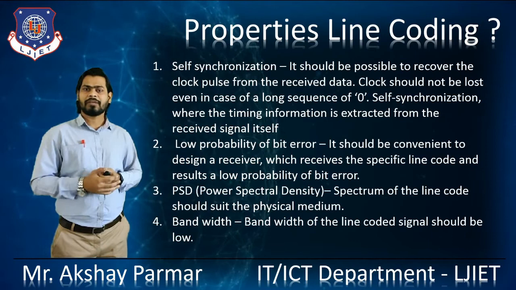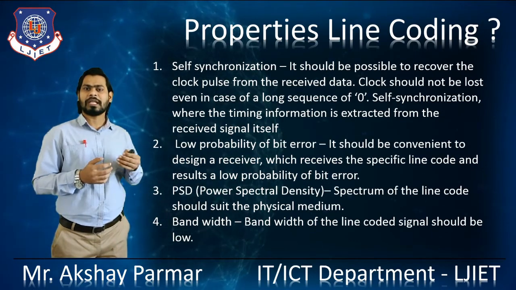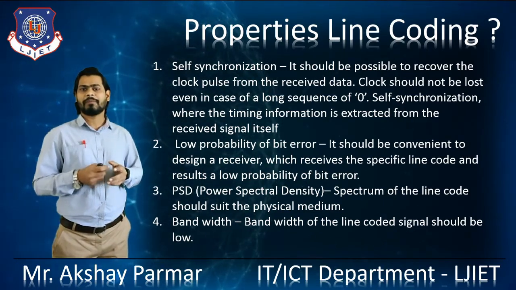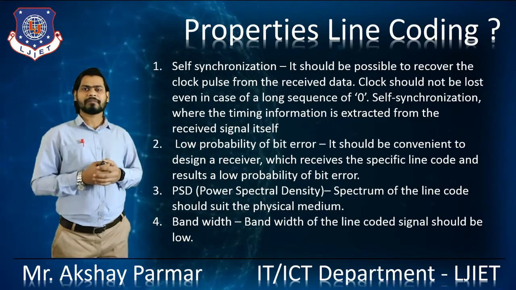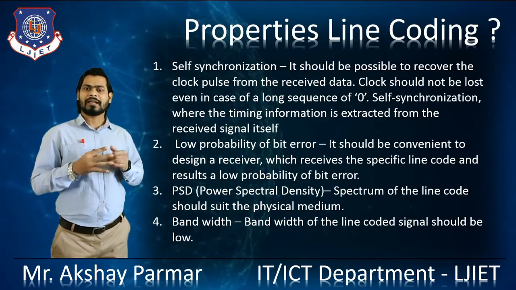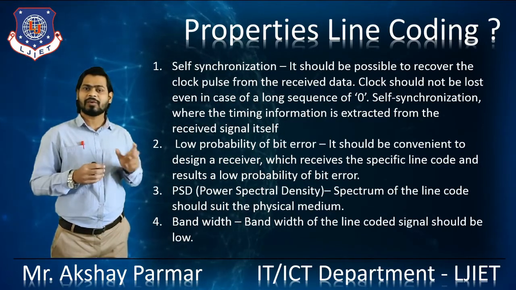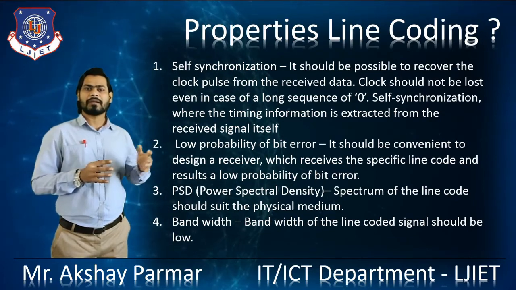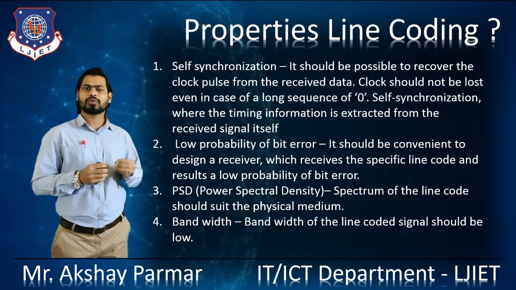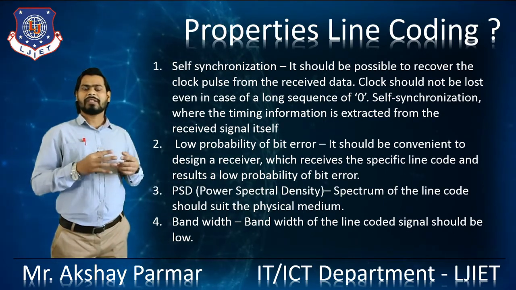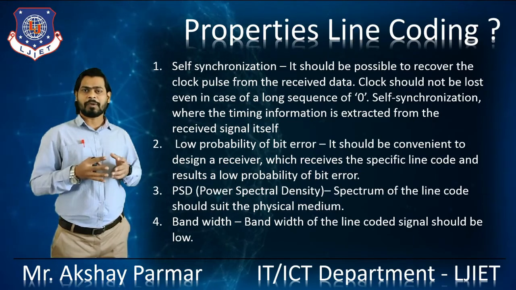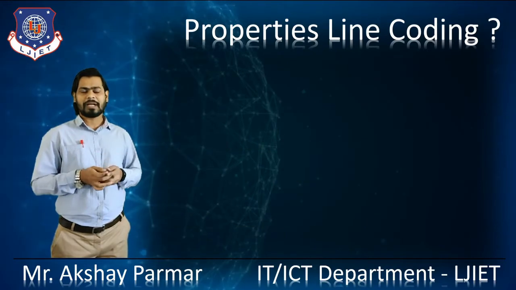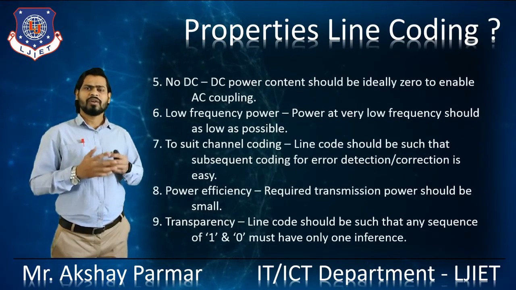After that, low probability of bit error: it should be convenient to design the receiver, which receives the specific line code, and result in a low probability of bit error, right? PSD, that is, power spectral density: the spectrum of the line code should suit the physical medium, right? After that, bandwidth, a basic property of the line code. The bandwidth of the line coded signal should be low, right? So for line coding techniques, the bandwidth should be low.